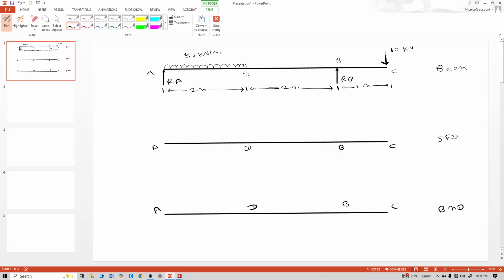Here this 30 kN per meter load is maximum, so at point A the shear is maximum. Why is the shear maximum at point A? Because the load is maximum towards point A. This is a uniformly distributed load between A and D, that's why there is an inclined line for shear force.